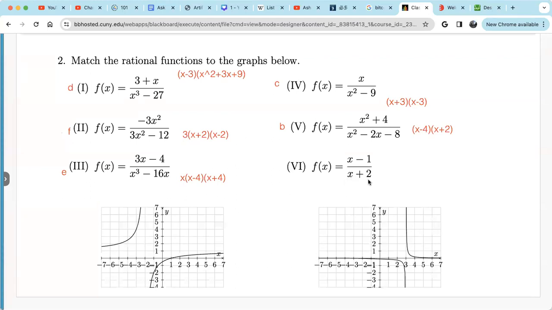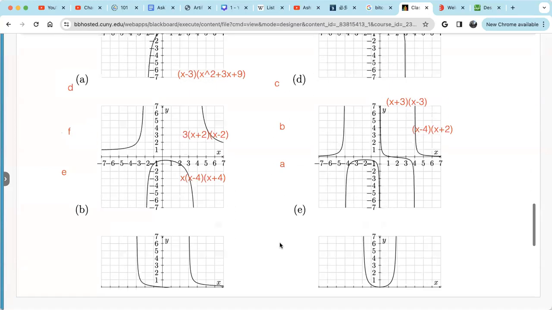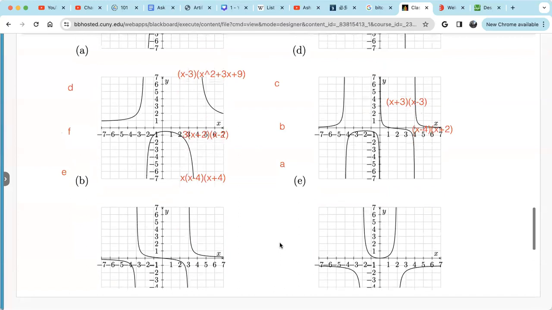Okay, last one, 6. 6 is at -2, which is A, right? And that's it. So I think that finishes it. Yeah, that's the last question.